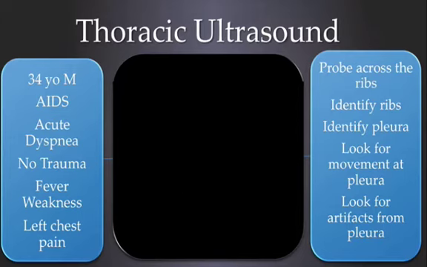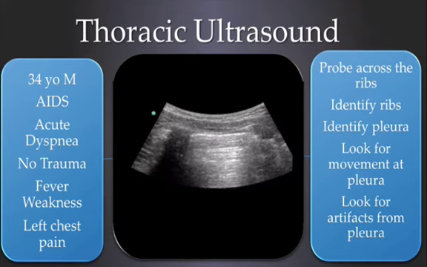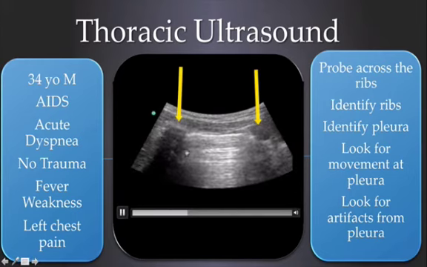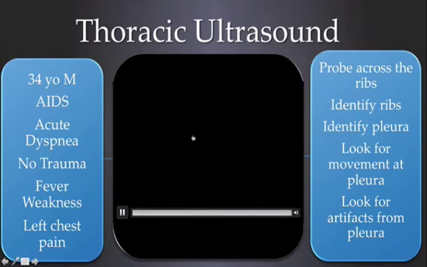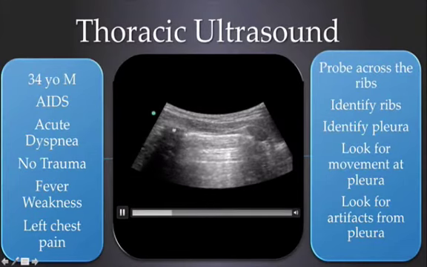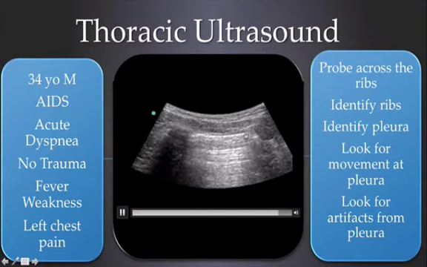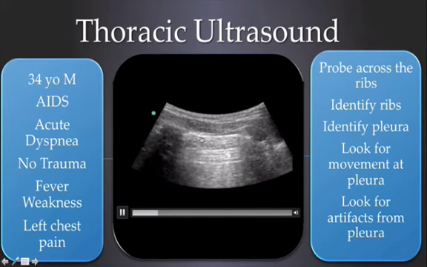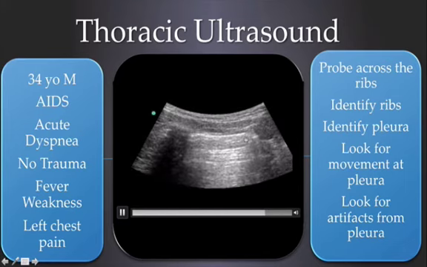So as we look at this ultrasound image we have here, a curvilinear probe is placed across the ribs. We identify the ribs, they are here. Then we identify the pleura. The pleura is the bright line that's just deep to the rib. So here's the pleural line. And the next thing we do is look for movement of the pleura. So we look right here and we see is there any movement of the pleura.